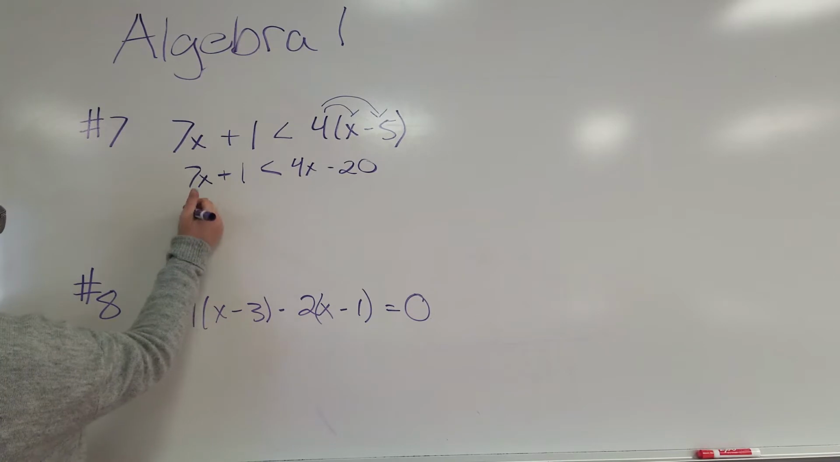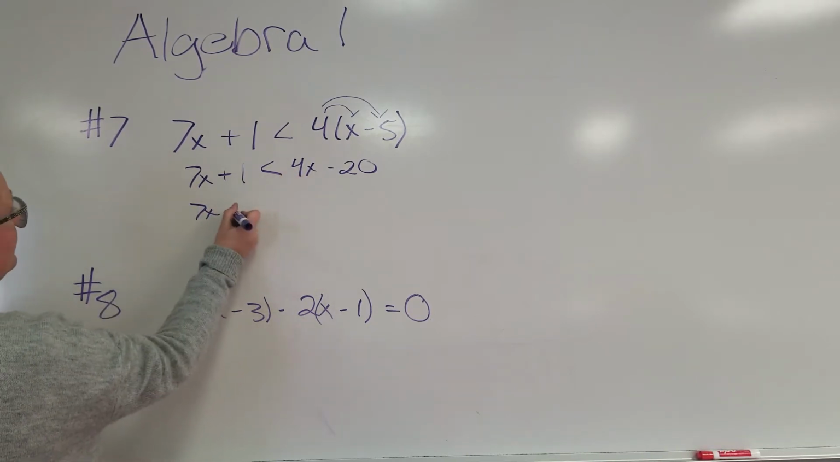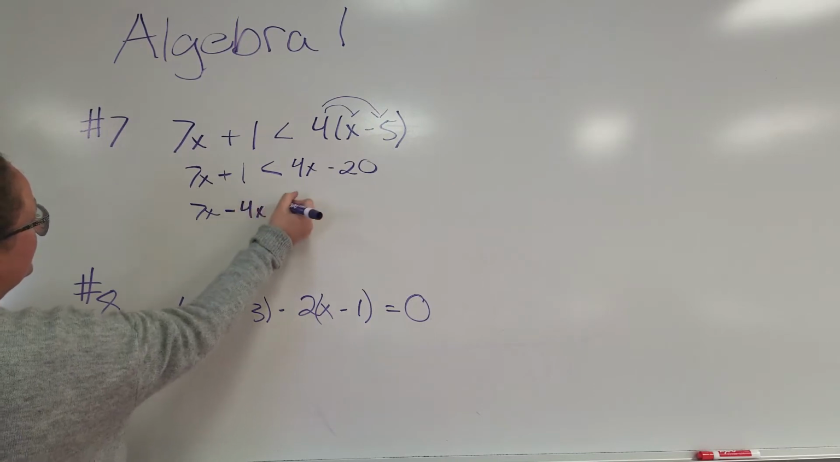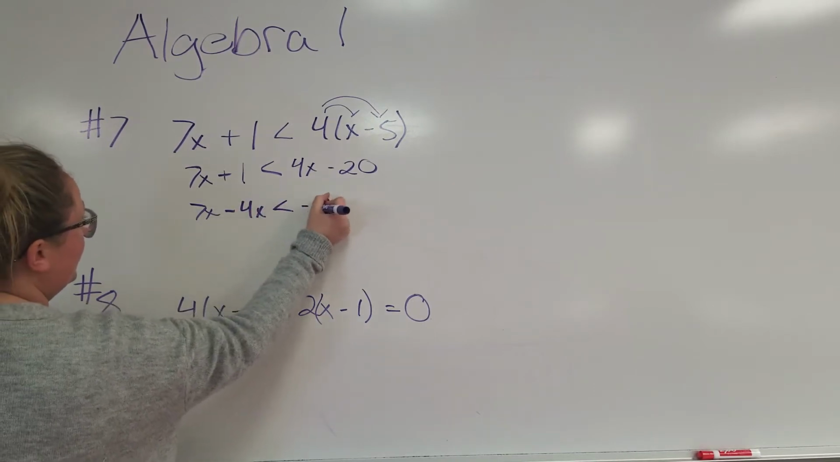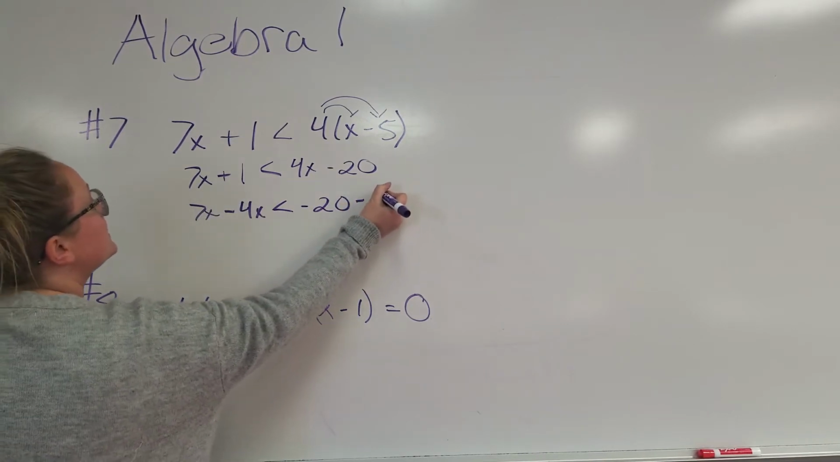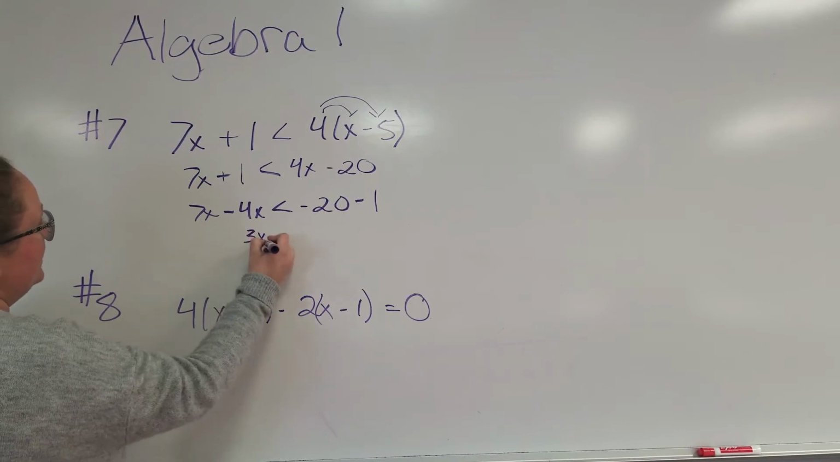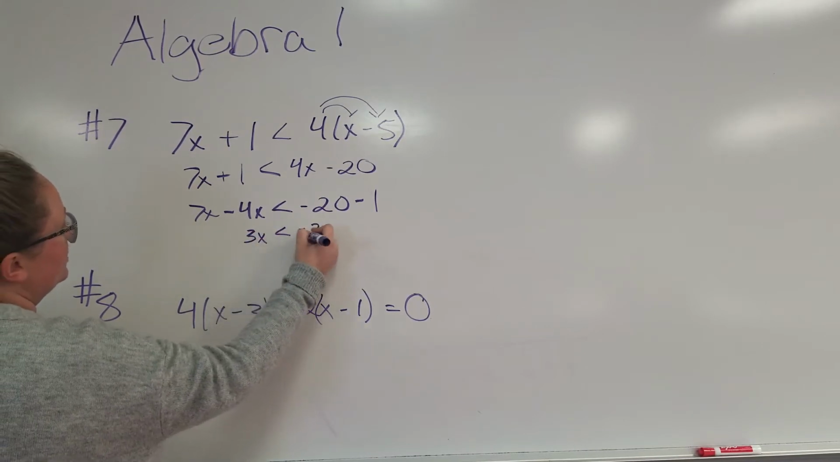So we got 7x here, and we're going to move over this 4x. It's positive, so on this side it would be negative 4x. This sign stays the same. You have a negative 20 over here. This 1 is added, so over here it's going to subtract. So now we have 7 minus 4, which is 3x, is less than negative 21.